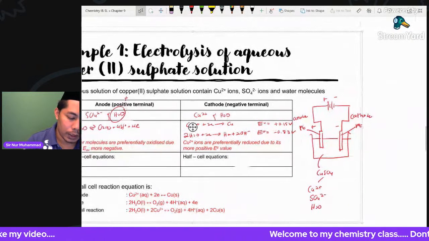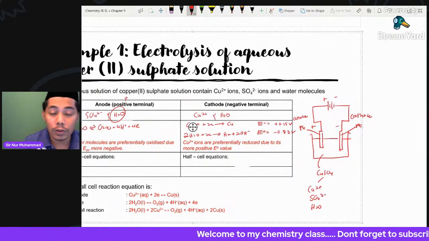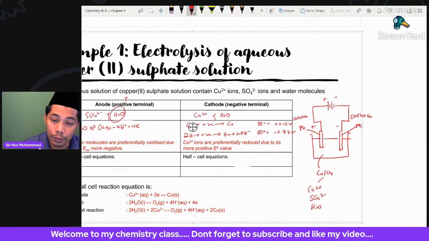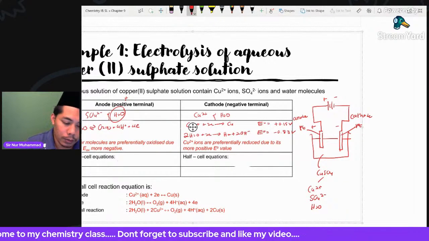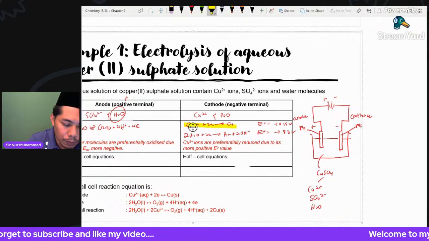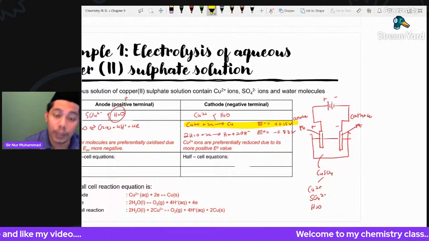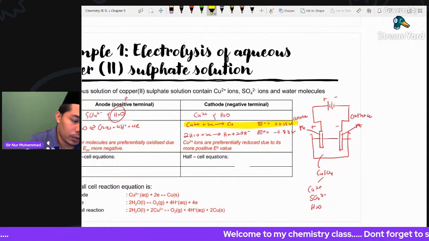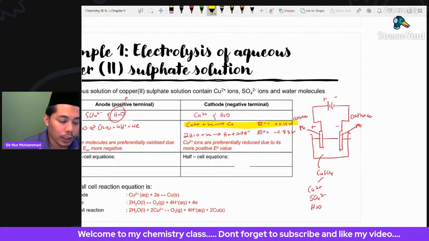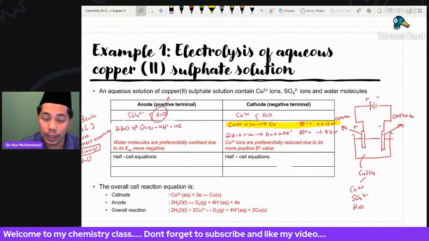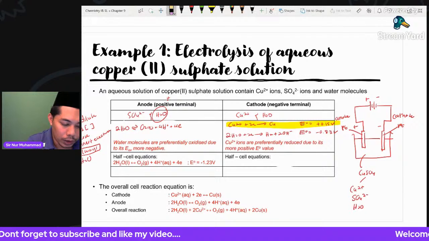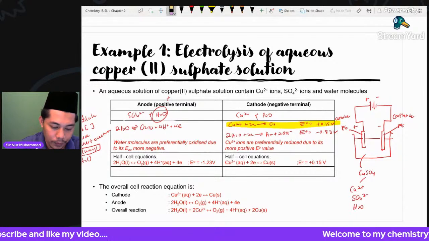Please remember that at the cathode the most positive SEP will be discharged. The most positive. So the most positive here is copper, which will be discharged. So that's why Cu2+ ion will be discharged at the cathode and water will be discharged at the anode. Now write the half equation at the anode and at the cathode.